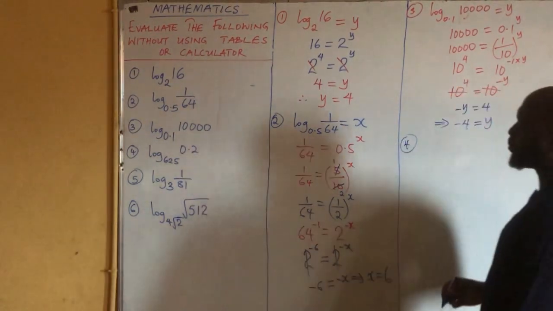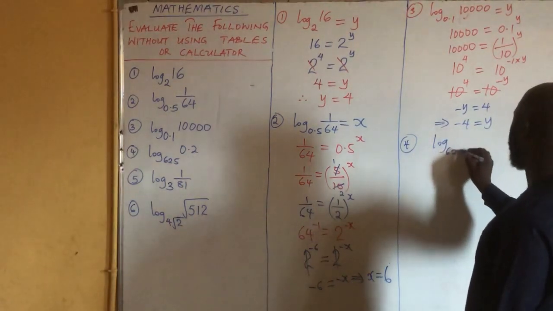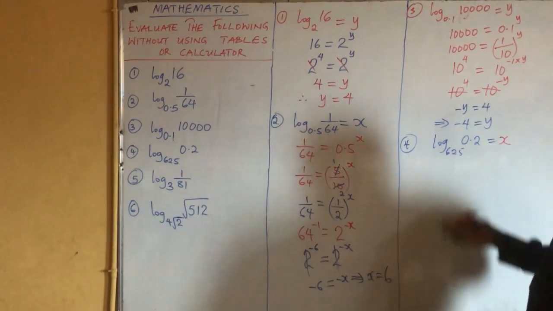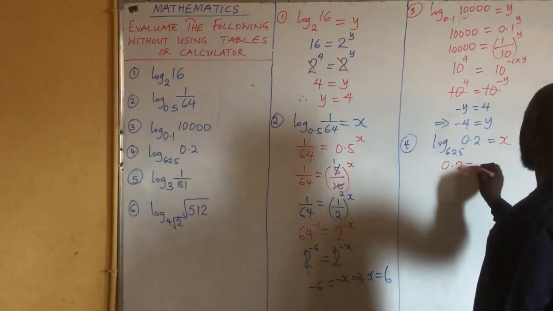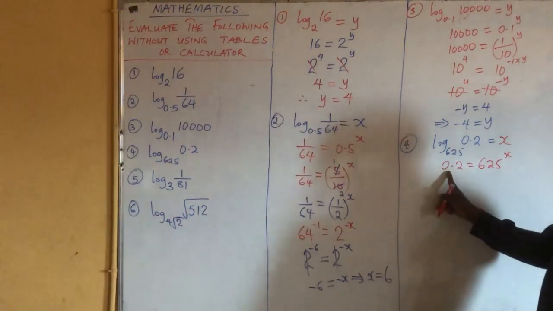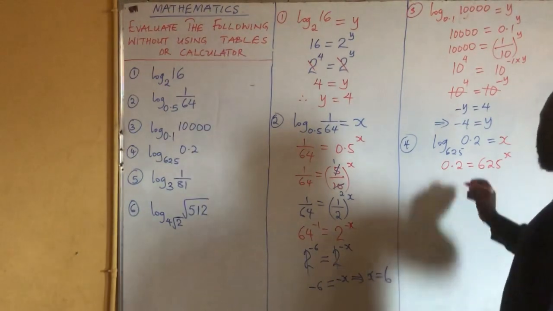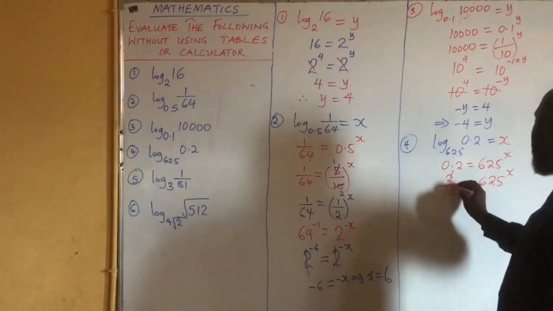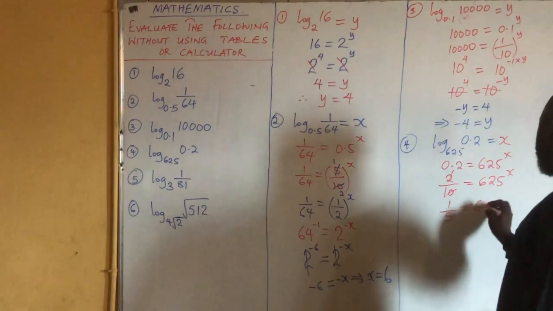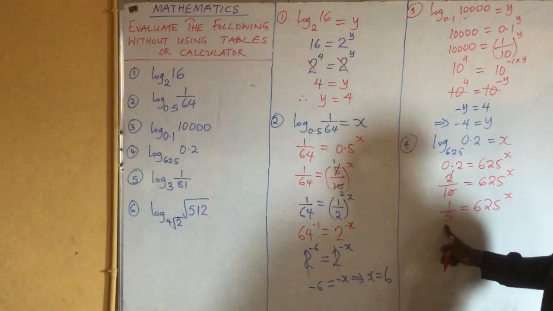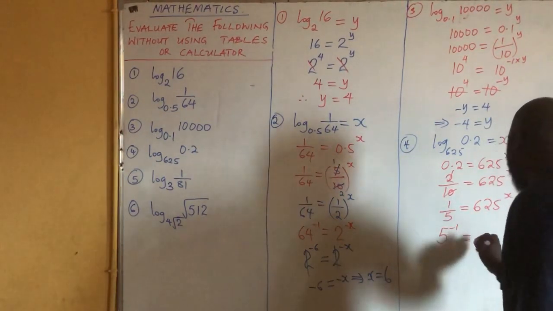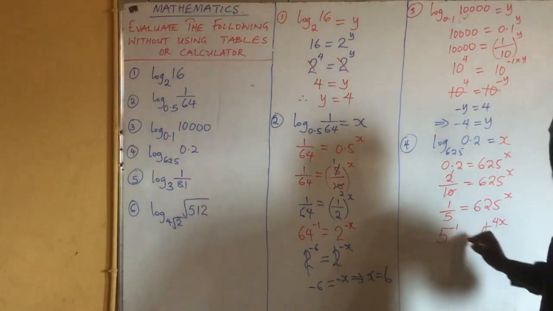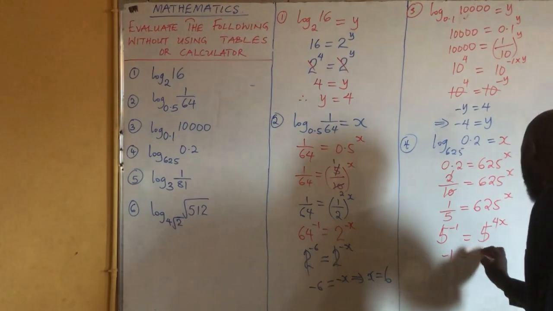The fourth question says logarithm in base 625 of 0.2. Let's equate this one to another x. So rewriting the expression, we have 0.2 equals 625 raised to power x. And taking this one to its fraction, we have 2 over 10 equals 625 raised to power x. And breaking it further, we have 1 over 5, which is equal to 625 raised to power x. If we rewrite this in index, it is going to give us 5 raised to power minus 1. And this one in index, 625 is the same thing as 5 raised to power 4 multiplied by the x that we have there. So the 5 cancel out, we have minus 1 equals 4x.